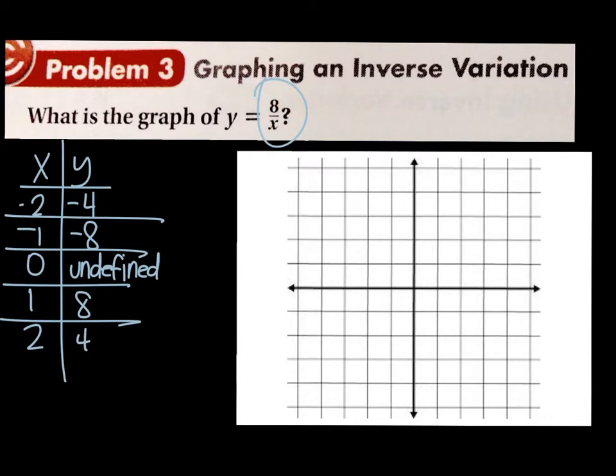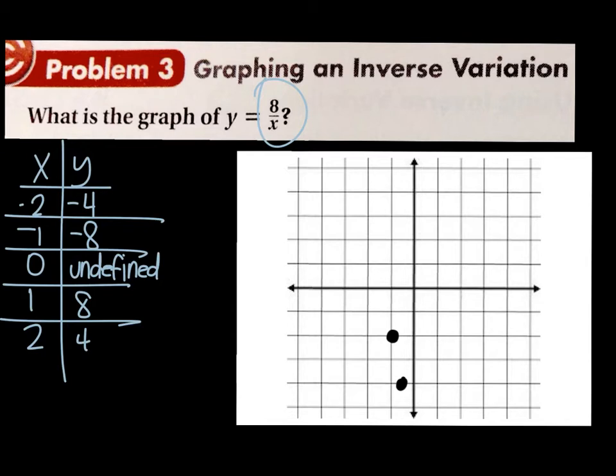I want you to graph those points on your graph. And you probably do need some graph paper for this. So we're going to go -2, -4, which is left 2, down 4. My graph's not big enough for this, so let's count by 2s. -2, -4, we're going to go left 1, down 2 for counting by 2s. -1, -8, we're going to go left a half and down 4.